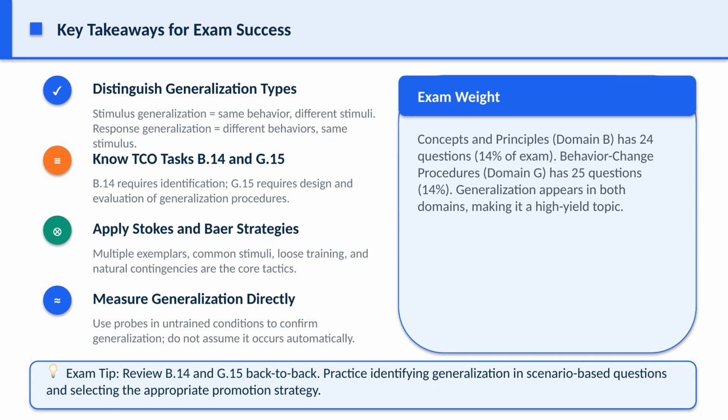Remember, generalization must be directly measured using probes in untrained conditions. Never assume it happens automatically. Also link generalization to maintenance. Without planning for both, through schedule thinning and natural reinforcers, your intervention is incomplete. Watch for common traps like confusing overgeneralization with undergeneralization or mixing up generalization with discrimination. Mastering these distinctions and strategies will help you avoid costly errors on exam day.